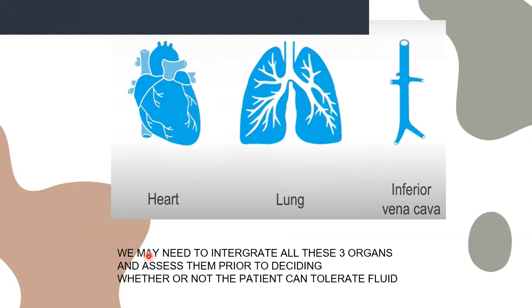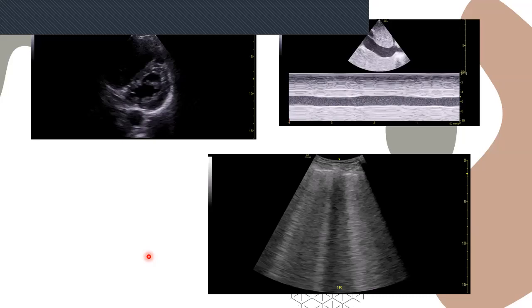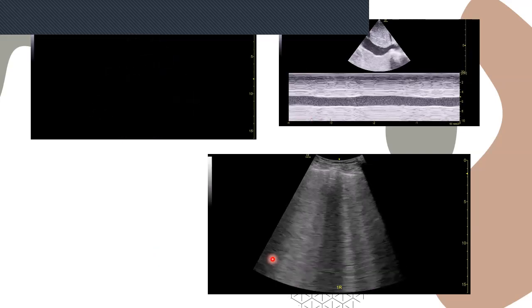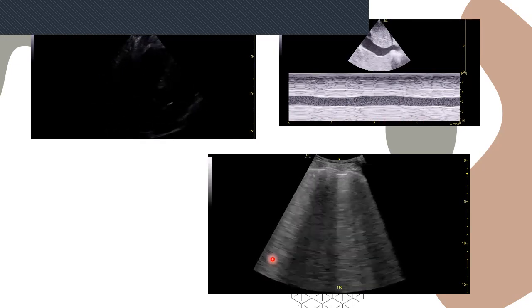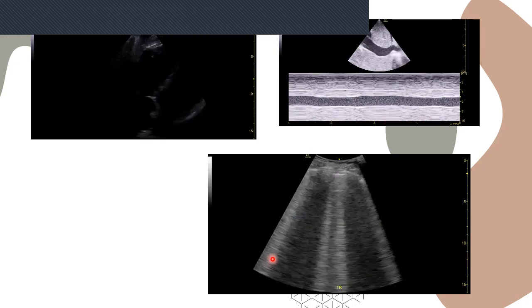So let's say previously I did a lung scan and it showed an A profile. And now I do a lung scan and this is what I see. B lines everywhere. Do you think you want to give more fluids to this patient? If this many B lines, maybe not. But if minimal B lines, then you have to look at the heart again, and you have to look at the IVC again.